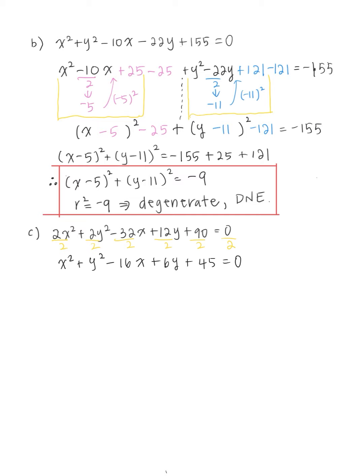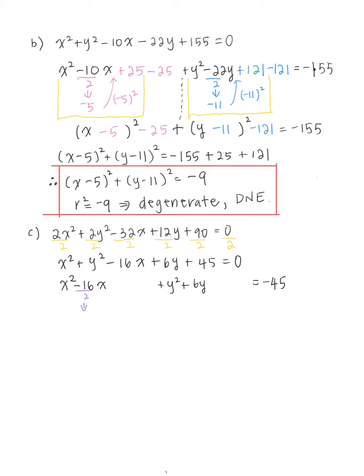So if you're still struggling with completing the square, pause the video here and try to do it on your own. Okay, but I'm just going to keep going. So here, you're going to have x squared minus 16x. Leave a little room, and then plus y squared plus 6y. And then leave a little room and toss that 45 on the right-hand side. Okay, so let's go. Let's complete the square.